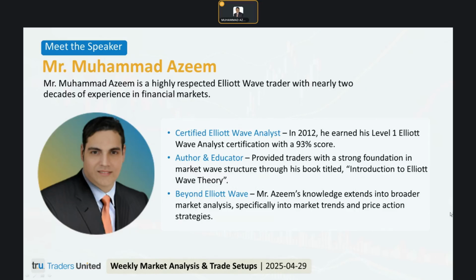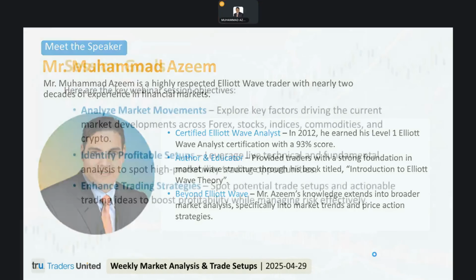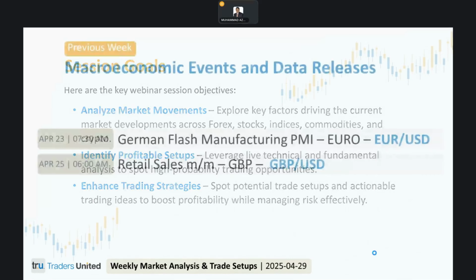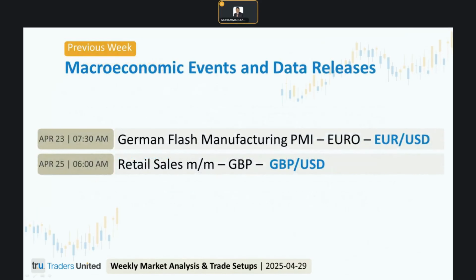With that, let's dive into today's session. These are the main topics that we're going to cover in today's webinar. Let me talk about macroeconomic events and data releases. I'm going to first cover the previous week's fundamental analysis. We got the German flash manufacturing PMI related to the euro, and the affected currency pair is EURUSD. Next one is the retail sales, M over M, for the Great British pound. So GBPUSD is the relevant currency pair.